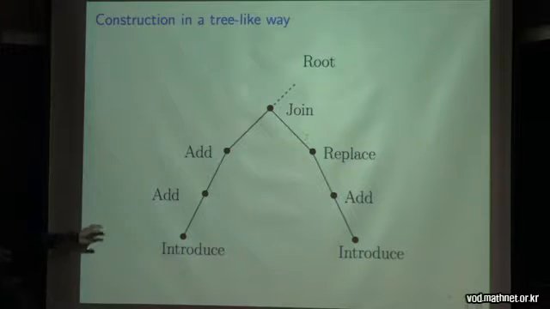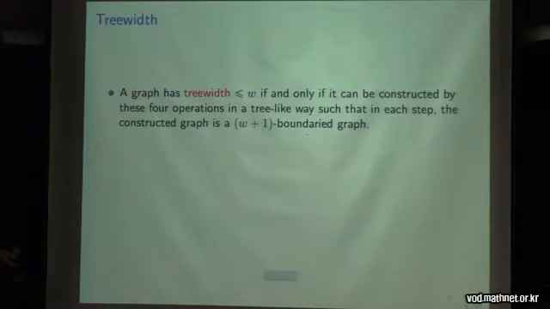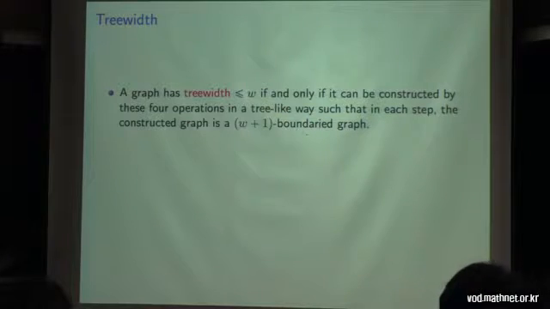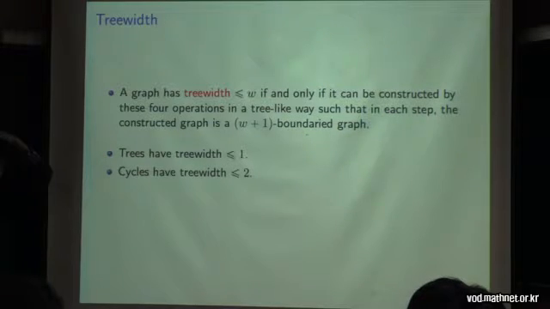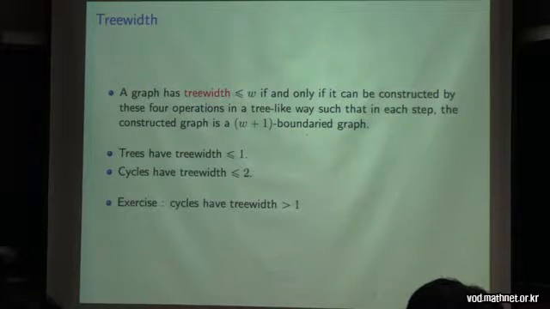And then in the general situation, you have some tree. This construction scheme gives us some tree structure like this. So you introduce some nodes and then you add boundaries and you join and then forget something, and so on. And you can easily recognize that a graph has tree width at most W if and only if you can construct it using only W+1 bounded graphs. So the previous example says that trees have tree width at most 1 because you can construct them using only 2 bounded graphs. And also if you think about the cycle a little bit, then you see that cycles have tree width 2. But maybe cycles have tree width more than 1, so you can confirm this.